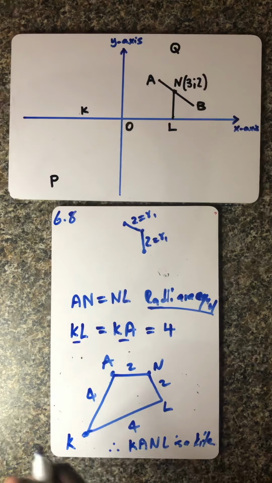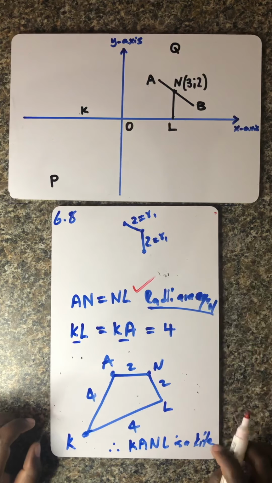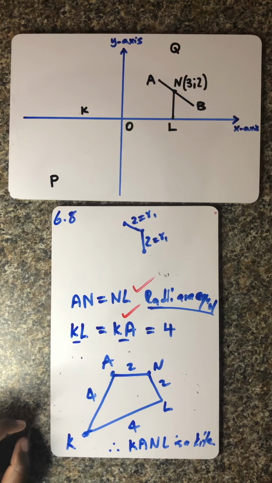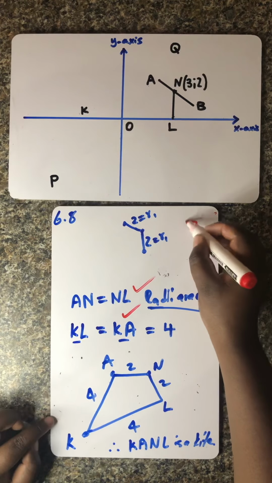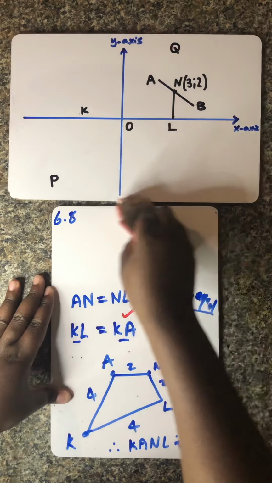It is very important that you understand and know the characteristics of a kite. In that way, you'll be able to easily answer this type of question, ladies and gentlemen. In terms of the mark allocation, we can give you a mark for that, and again a mark for that statement. This question is worth 2 marks, so this is how you score your 2 marks, ladies and gentlemen.